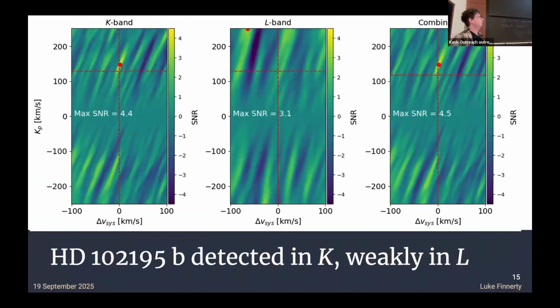So the next target we looked at was HD 102195b. It has an equilibrium temperature of about 1,000 Kelvin, so it's in that transition from carbon monoxide dominated to methane dominated. And there had previously been claimed water and methane detections for this target, so we were hoping we could verify that. Now, in this case, we don't actually make a detection in the L band data on its own. We do make a kind of weak detection in the K band. Things maybe get a little better if you combine K and L.